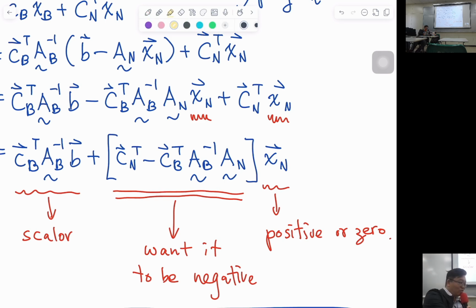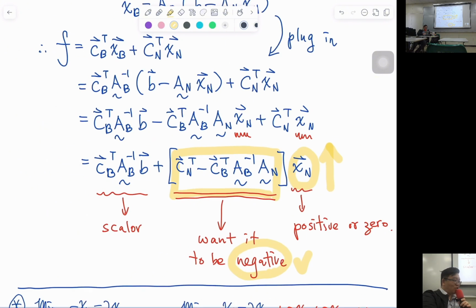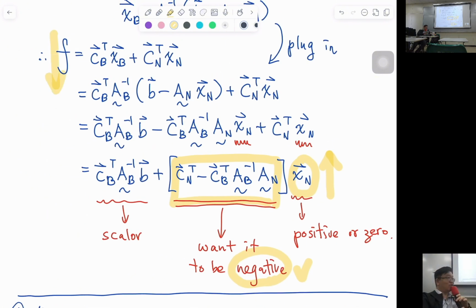Originally, based on our setup, this is 0, right? And over here, if you find something negative, why don't we enlarge xn? Choose one. Change its value from 0 to something positive. Because here is negative, a negative value multiplying something positive is negative. So what does it do? It reduces f. Okay, so we are going to do that. Let me show you.